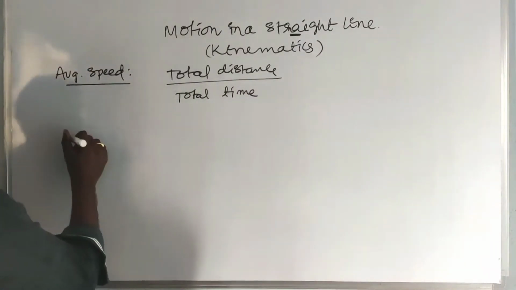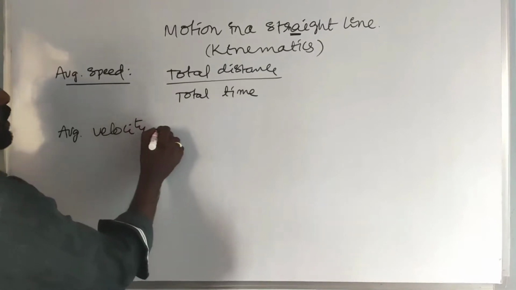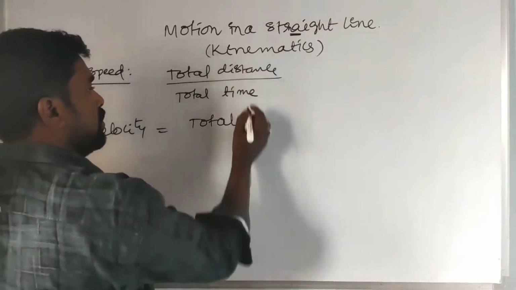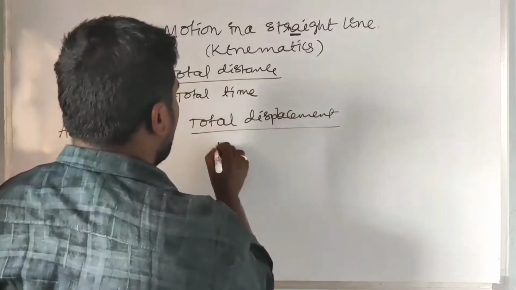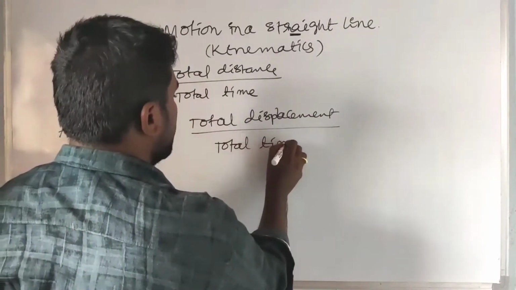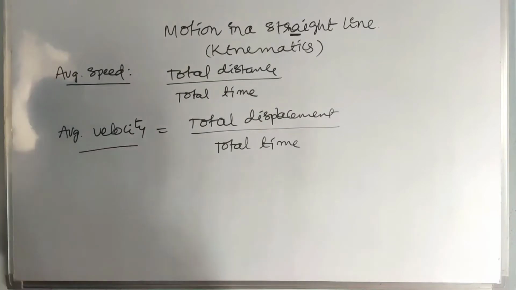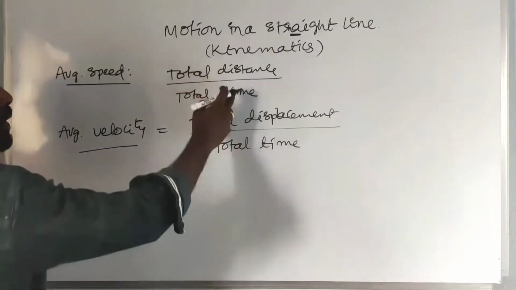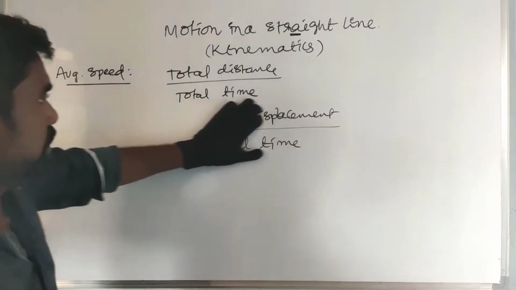And coming to the average velocity, it is nothing but total displacement by total time. Total displacement by total time gives us the average velocity. So average velocity is the total displacement by total time. Average speed is the total distance by total time. Now look into one of the average speed definitions.